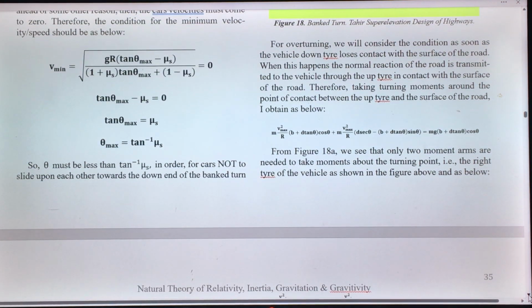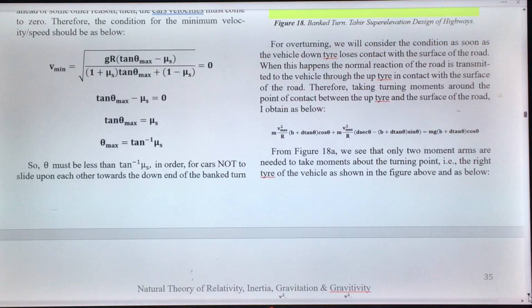m v squared max over r times (b plus d tan theta) times cos theta plus m v squared max over r times (d secant theta minus (b plus d tan theta) sin theta) is equal to m g (b plus d tan theta) cos theta. From figure 18, we see that only two moment arms are needed to take moments about the turning point.